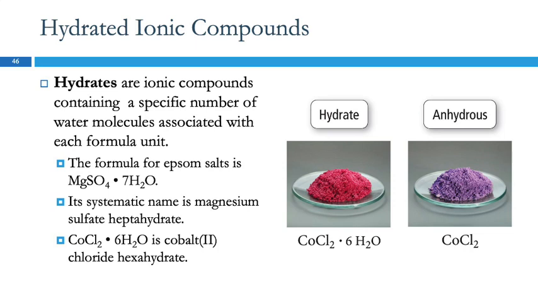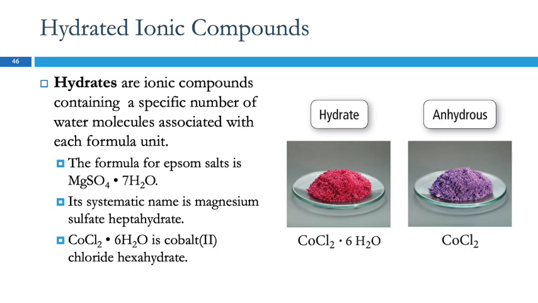So the formula for Epsom salts, which you may have used to soak your feet or something, that's magnesium sulfate, and we have this dot and the number 7, H2O. So the 7 here is telling me there's 7 water molecules in this hydrate. The dot is not a multiplication dot. It just means these guys go together. I don't know why they decided to write it that way, but they did.